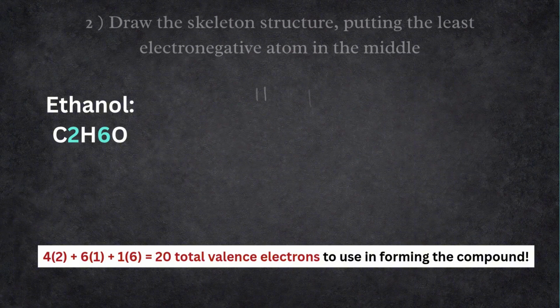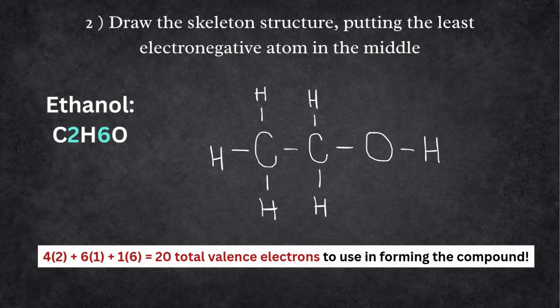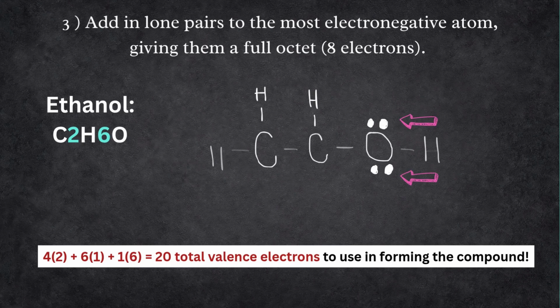The second step is to draw a skeleton structure or expanded structure of the molecule, putting the least electronegative atom in the middle. We connect them initially with single bonds. However, we can always go back and add in more bonds where needed. The third step is to add in lone pairs to the most electronegative atoms so they have a full octet. Remember, if we are keeping things neutral, everything should have 8 electrons bonded.